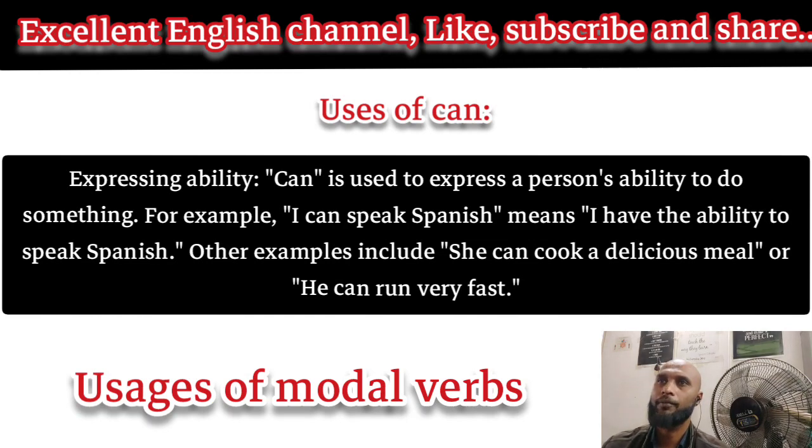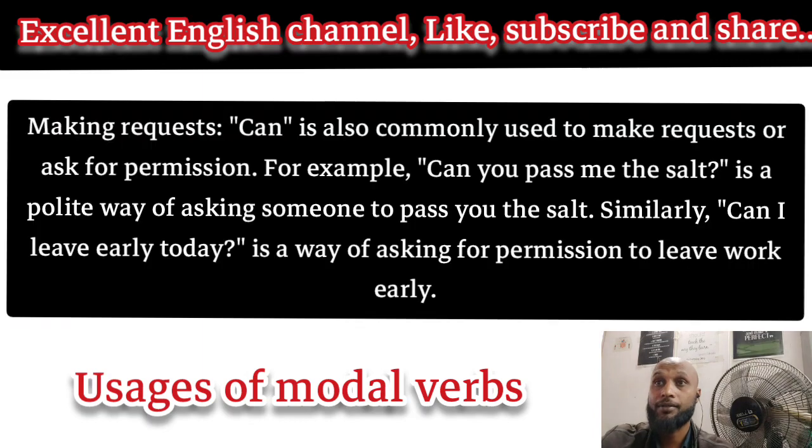Expressing ability. Can is used to express a person's ability to do something. For example, I can speak Spanish means I have the ability to speak Spanish. Other examples include she can cook a delicious meal or he can run very fast. All right? Now, let us look at the other usages, like making requests.